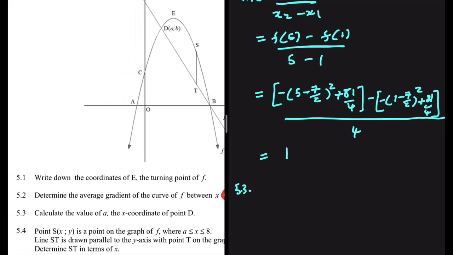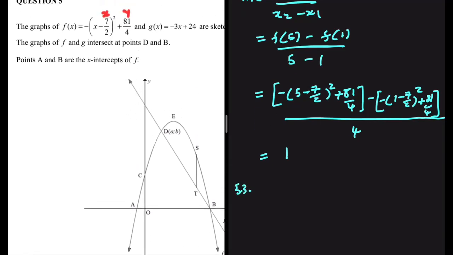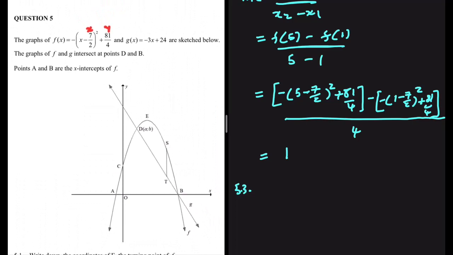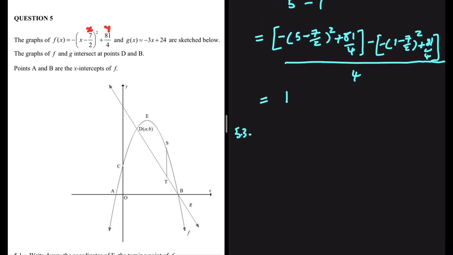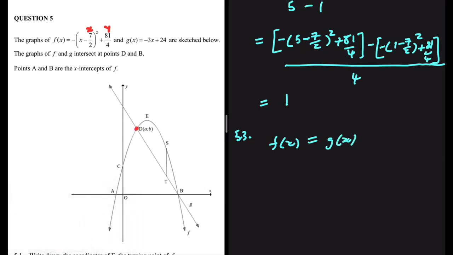5.3: Calculate the value of a, the x coordinate of D. Let's go ahead and look at D. D is the point of intersection between f of x and g of x. So how can we possibly find D? We equate the two equations, and then the x values that we get are going to be for the points where those graphs touch. So what are we saying? We need to say that f of x is equal to g of x. The two functions touch at D and B. So we're going to get the x values of B and D after we solve for x.